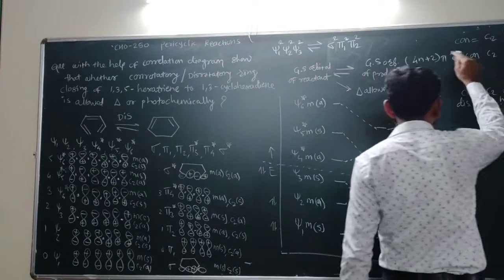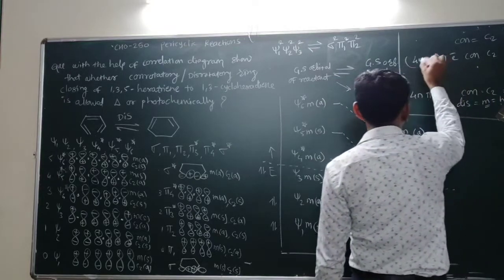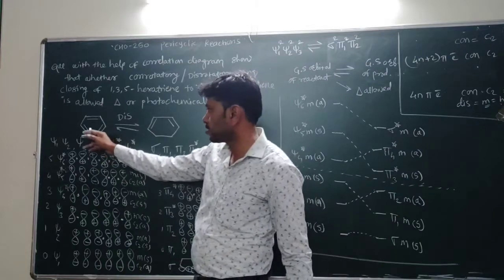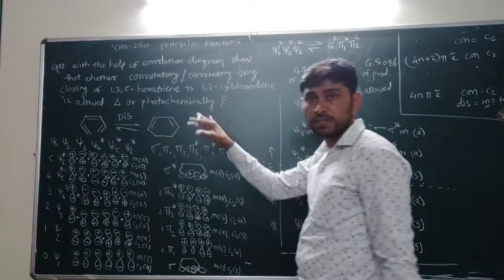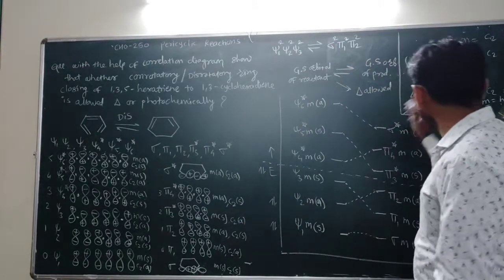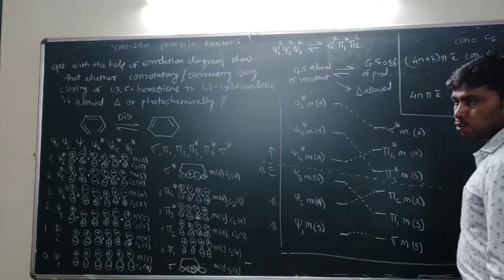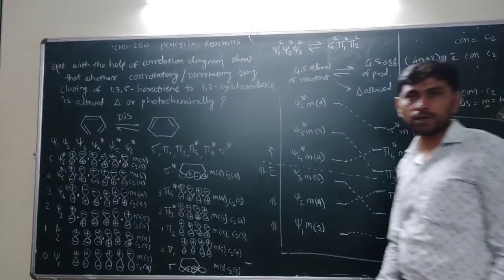So by this rotatory motion, these are the selection rules. See these selection rules. 4n plus 2 pi electron system, where n is equal to 1, so 6 pi electrons are there. The previous system was a 4n pi electron system, and here we have a 4n plus 2 pi electron system. By conrotatory motion, C2 symmetry we have to consider. By C2 symmetry, this reaction is photochemically allowed.